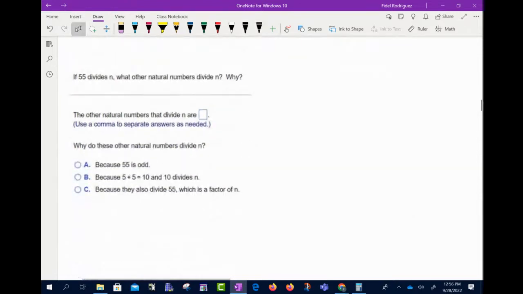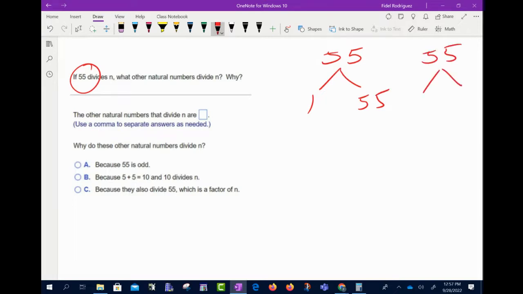All right. My next problem here, y'all, says if 55 divides n, what other numbers divide n? I want you to think about that number. 55 divides into some numbers, so it's obviously got to be 55 or bigger. We want to know what other numbers are going to divide n. So what I'm thinking about are the factors of 55. The factors of 55 would be 1 and 55. What other numbers multiply to 55?